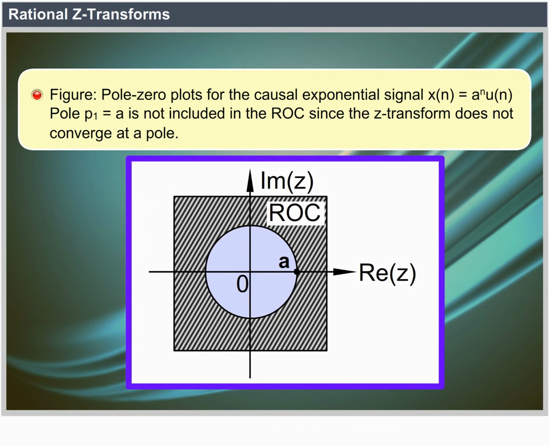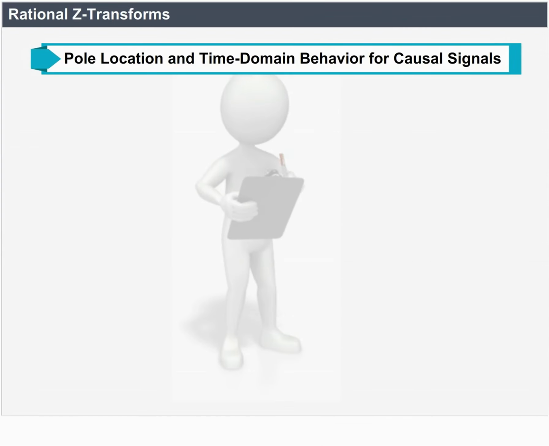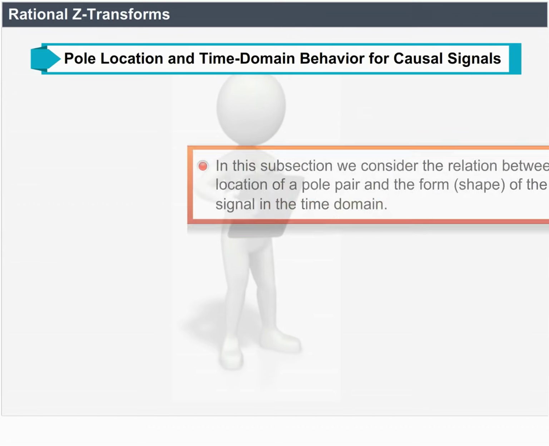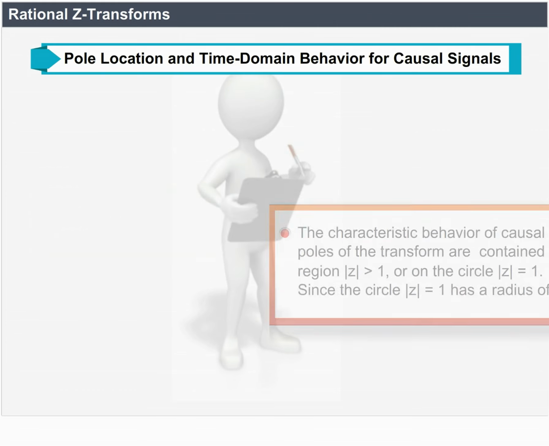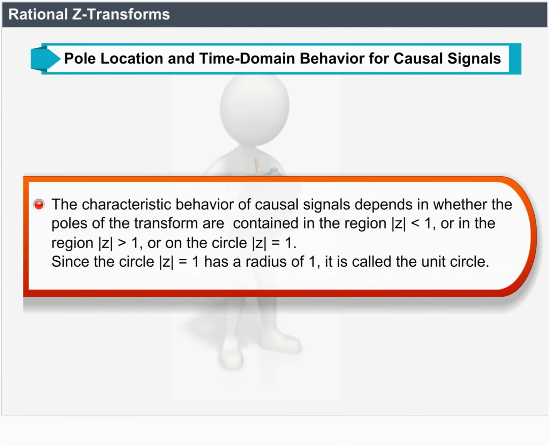Pole location and time domain behavior for causal signals. In this subsection, we consider the relation between the z-plane location of a pole pair and the form, shape of the corresponding signal in the time domain. The characteristic behavior of causal signals depends on whether the poles of the transform are contained in the region modulus of z less than 1, or in the region modulus of z greater than 1, or on the circle modulus of z equal to 1.